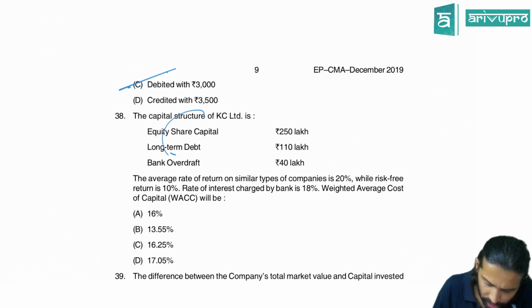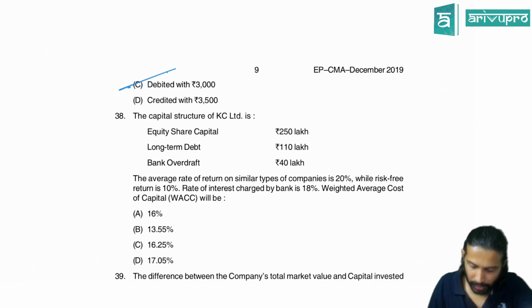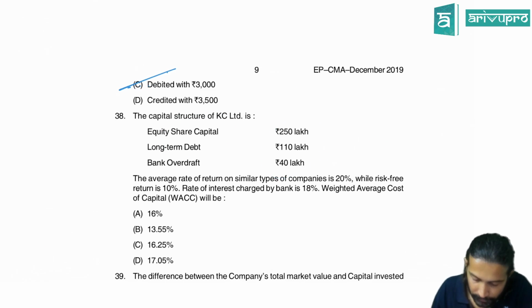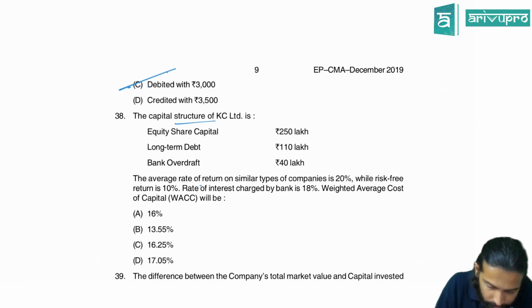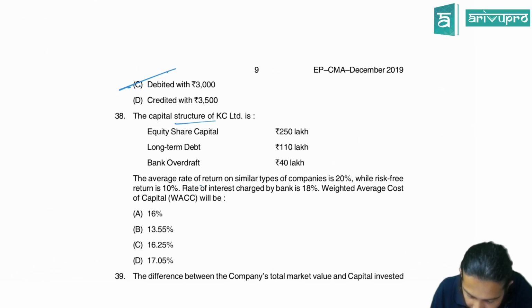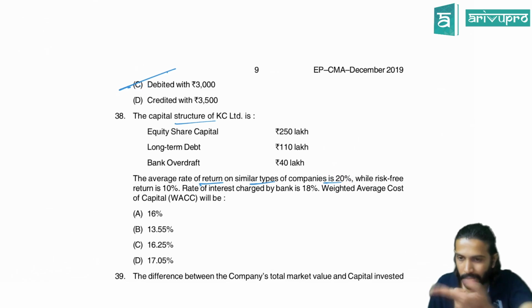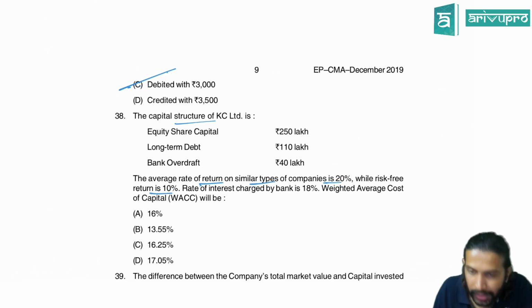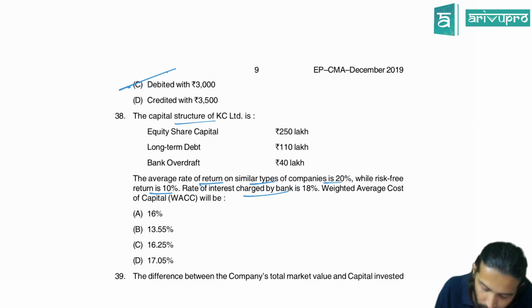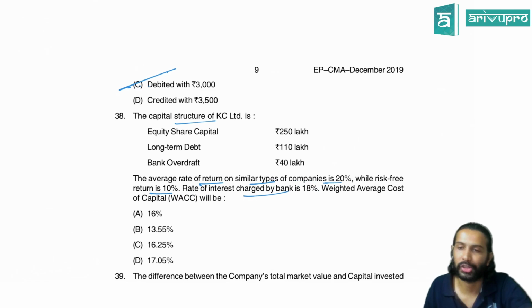Okay. Again, a repetitive question. We have done this with a different number because this question is from study material only. Let's see if you can remember it. Capital structure of KC Limited. Equity share capital is 250 lakhs. Long-term debt is 110 lakhs. Bank overdraft is 40 lakhs. They're saying average rate of return for similar type of company is 20%. Risk-free return is 10%. Rate of interest charged by bank is 18%. They're asking you weighted average cost of capital is how much?